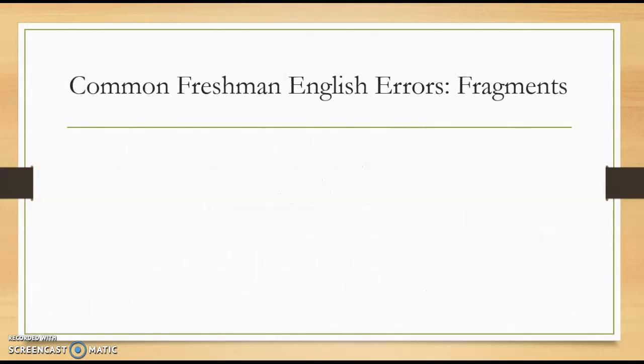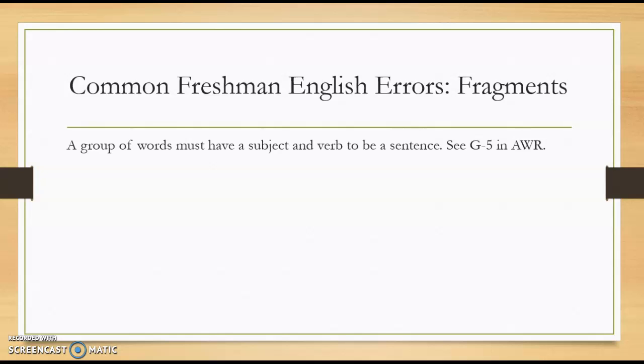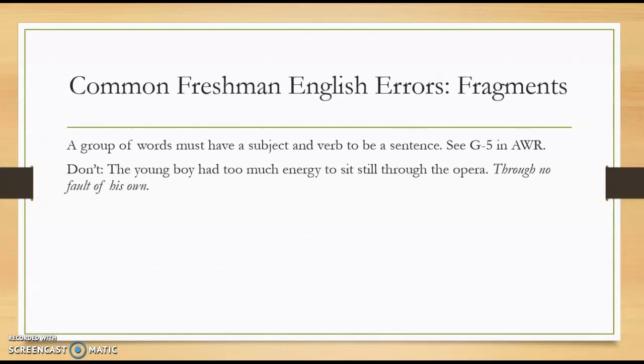Okay, so fragments is another really common problem in freshman English. You have to have a subject and a verb for a group of words to be a sentence. You have a whole section on fragments. Here's an example. The young boy had too much energy to sit still through the opera, period. Through no fault of his own.